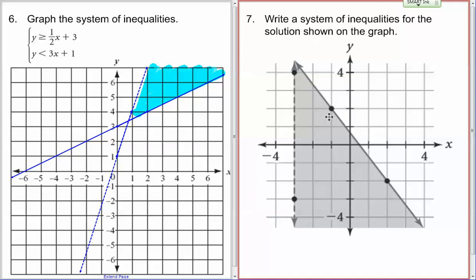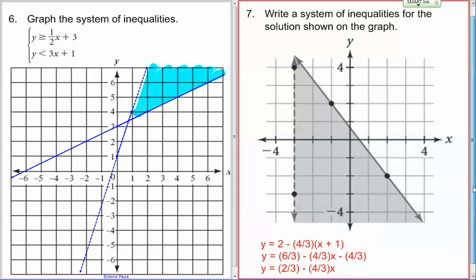Write a system of inequalities for the solutions shown on the graph. Well, the first one's pretty easy. I can see that x is greater than -3. The second one's tougher. Number one, just because it's not a vertical or horizontal line. Number two, they don't give us the y-intercept. So let me break that down first.